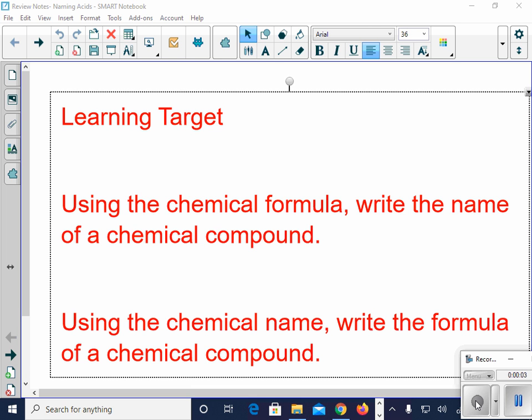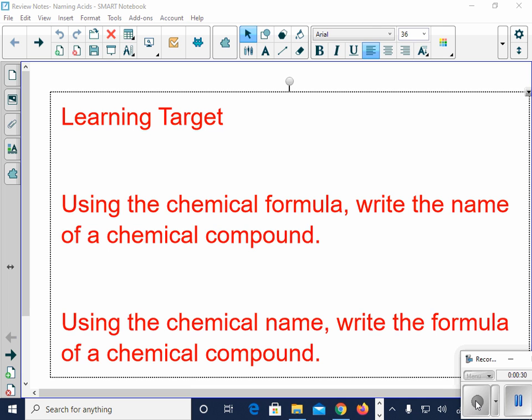All right, folks, today we're going to talk about naming acids. So our learning target is to use the chemical formula to write the name of a chemical compound. Okay, so using the chemical formula, we can write the name of a chemical compound, and vice versa. Using the chemical name, we can write the formula for the chemical compound.